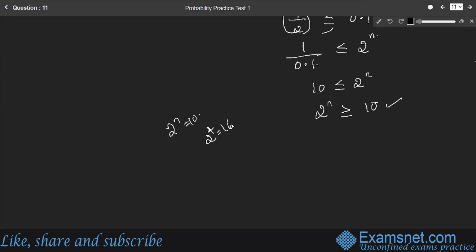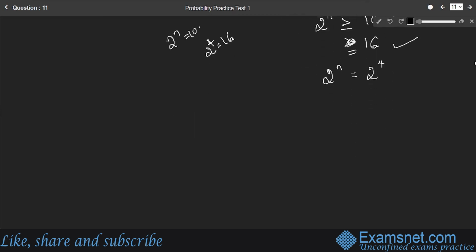Therefore, 2 raised to n has to be greater than or equal to 10, so the least value possible is 16. Therefore, 2 raised to n is equal to 2 raised to 4, that is 2 into 2 into 2 into 2, which is 16. Therefore, the value of n is equal to 4.